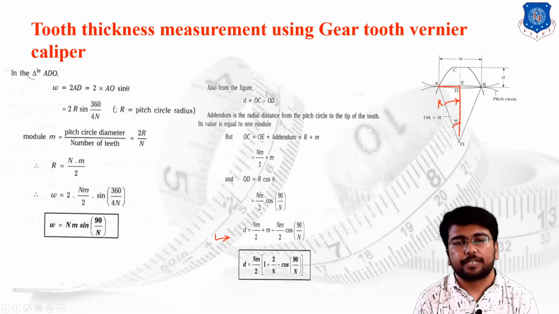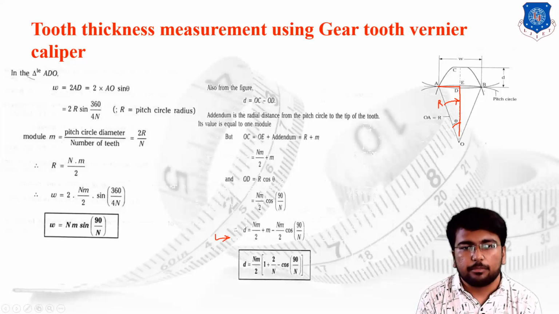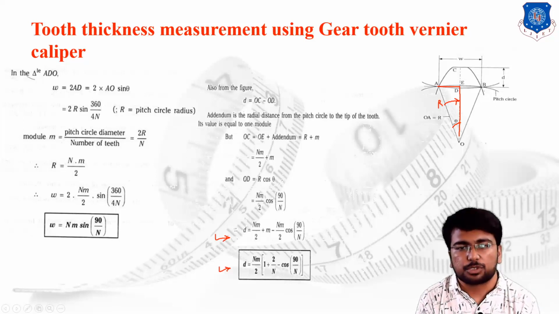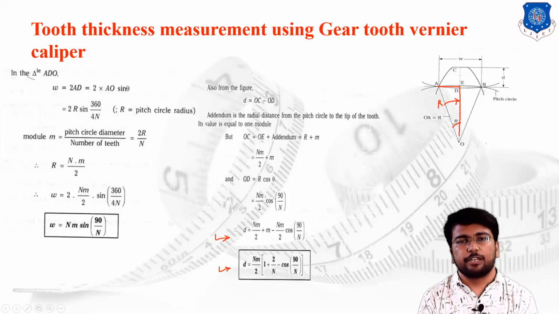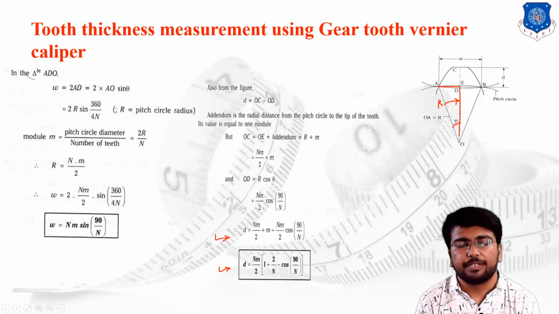Then the equation of the depth can be reduced to nm by 2 plus m minus nm by 2 cos 90 by n. If we take nm by 2 as a constant, then d can be written as nm by 2 times the bracket 1 plus 2 by n minus cos 90 by n. So guys, this is the value of the depth d at which we find the width of the gear profile. This is the basic concept of the gear tooth vernier caliper. I hope you are clear about the concept of the vernier tooth caliper and how it works.